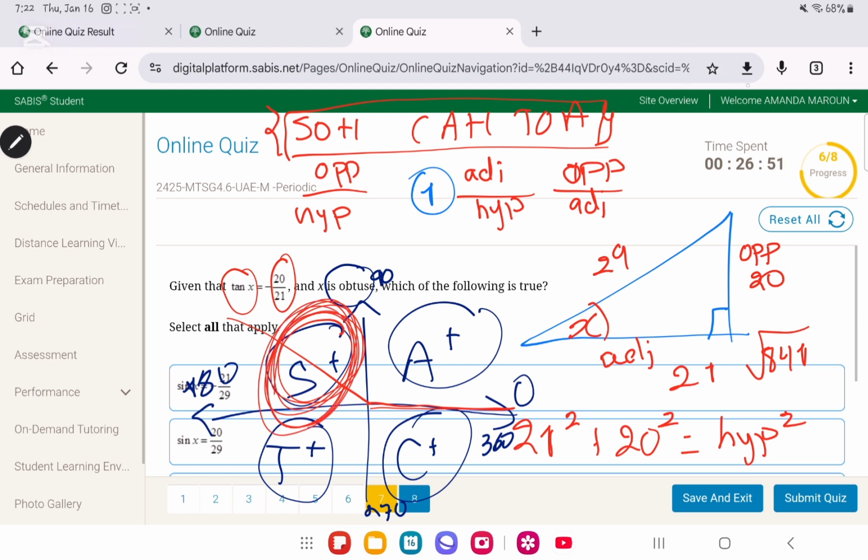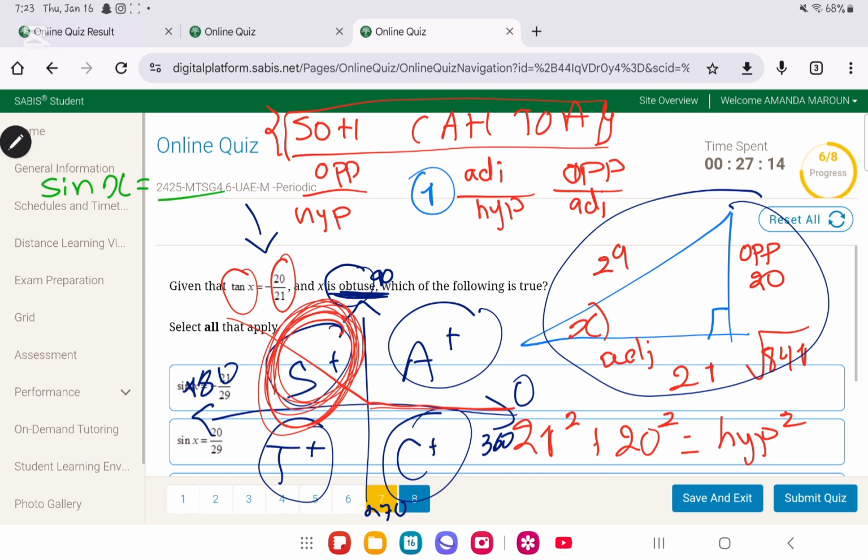So we have our triangle over here, and we knew that this is obtuse, and we drew it, and that means the only thing that's going to be positive is sine. That is why tangent is negative. So I'm going to write on the side, we need to find sine of x. We know sine is opposite over hypotenuse. So it's going to be 20 over 29. And that's very simple. That's how you find sine x.